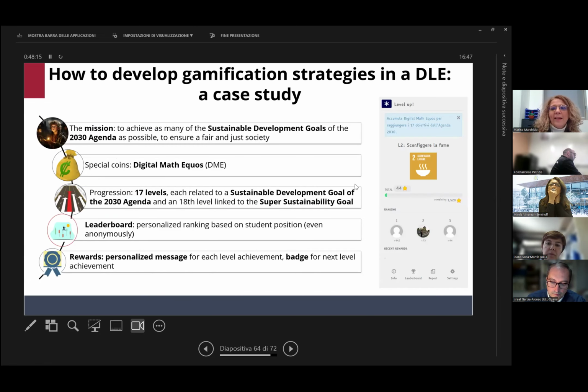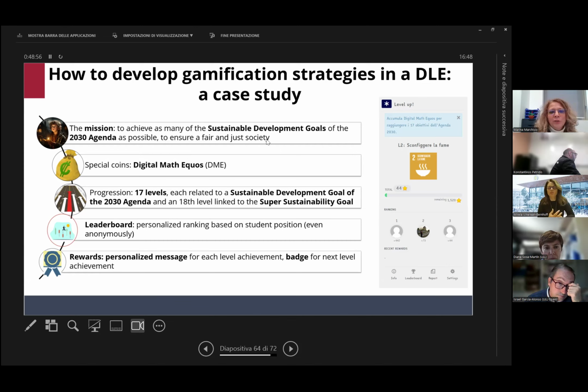This is a case study where we used this tool in order to develop gamification strategies in a project which involved 3,000 students of the secondary schools. And also we try to use these gamification strategies in order to achieve the sustainable development goals of the Agenda 2030.